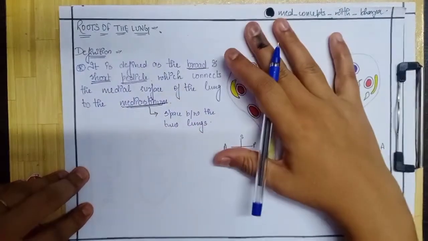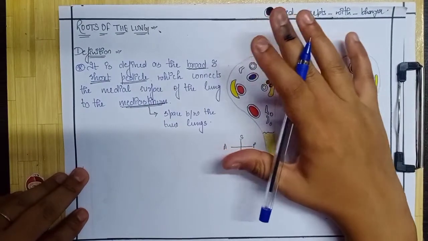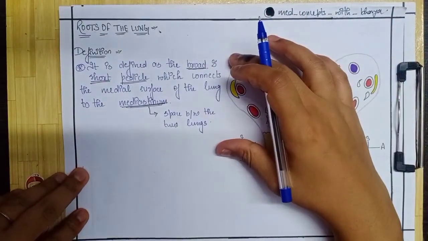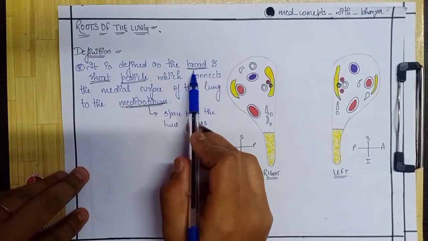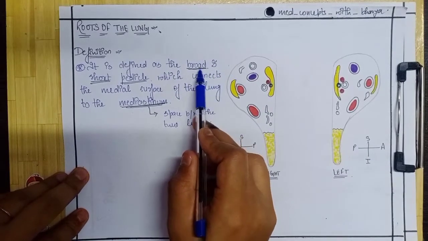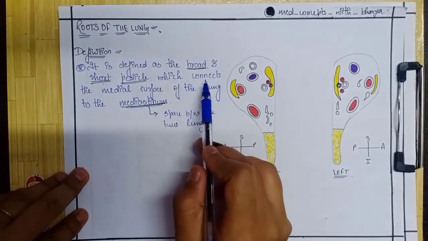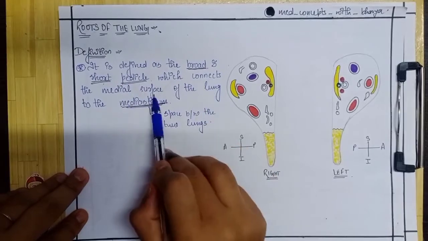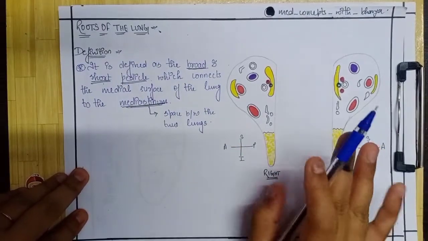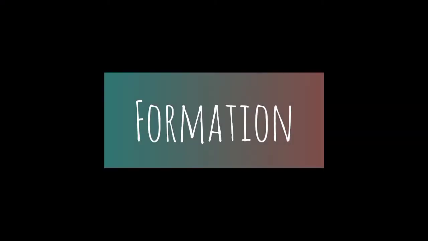So this is the main definition that I was talking about. Now I have told you 2 things here. First is what exactly it looks like. So it looks like a broad and short pedicle. And what it does is it connects the medial surface to the mediastinum. This is the main definition.